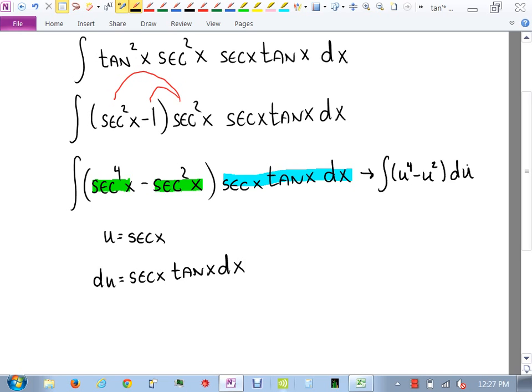Do y'all see that or no? What's the antiderivative here? 1/5 u to the fifth minus 1/3 u to the third plus our constant. And then replace u with secant x.